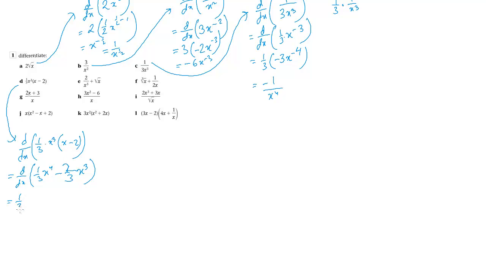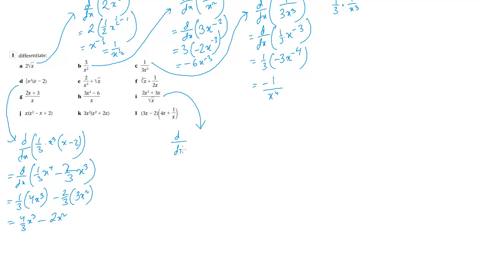So 1 by 3 is the constant, and we can differentiate x to the power 4 as 4x cubed. Minus, now 2 by 3 is the constant, we can differentiate x cubed as 3x squared. To simplify this, we get 4 by 3 x to the power 3 minus, this 3 and this 3 cancel, 2x squared. So that's the derivative. Let's do here a division. Let's do this one, number I.